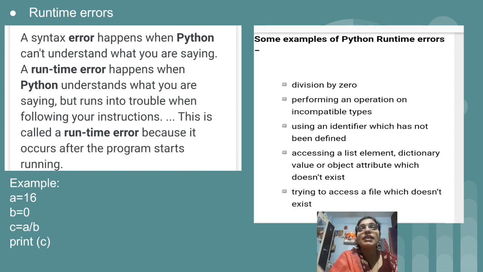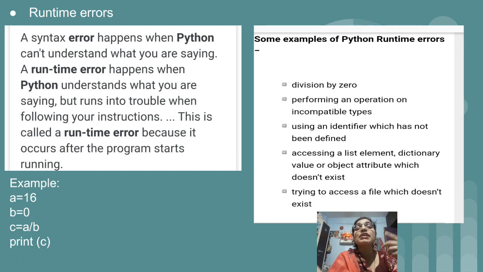After that we have runtime error. Normally a syntax error happens when Python can't understand what you are saying, and a runtime error occurs when Python understands what you are saying but runs into trouble when following your instructions. Python understands the exact meaning of your program, but during execution it gets confused. That is called a runtime error. For example, a equal to 16, b equal to 0. In any programming language, when you try to divide any number by 0, you will get a divide by 0 error.